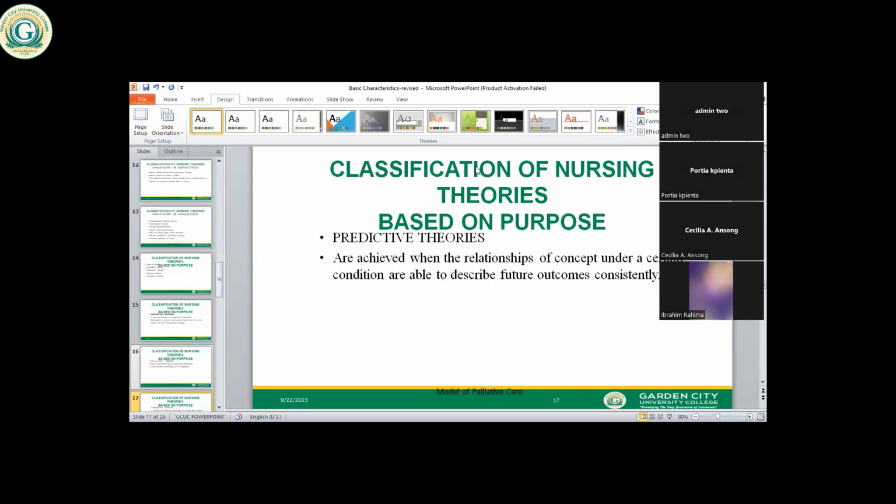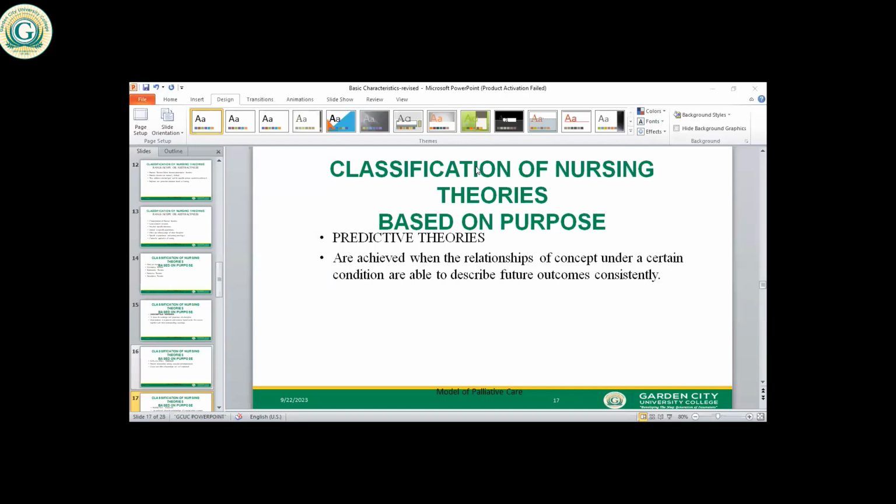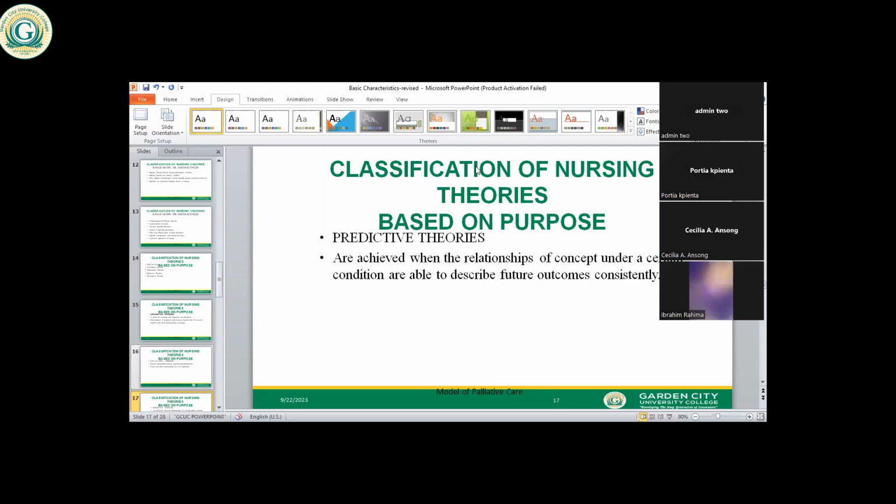So you have carried out the explanatory theory, you've been able to establish the fact that this particular thing brought about this. Then the theory moves on to say that, given the same situation, there is a likelihood for that particular thing to occur. Then it becomes a predictive theory. You are able to predict what can happen in the future, given the same situation. Did we get it?